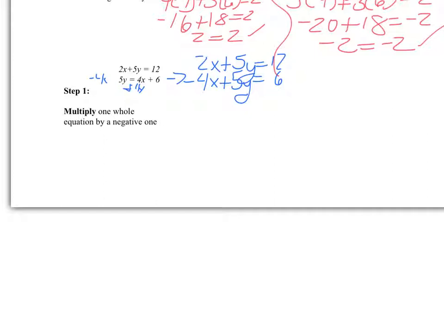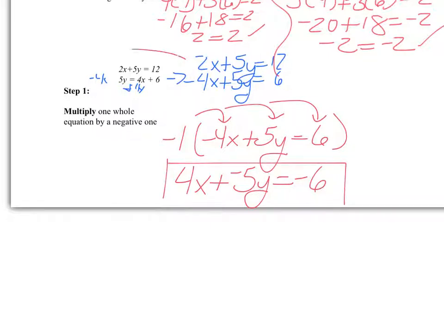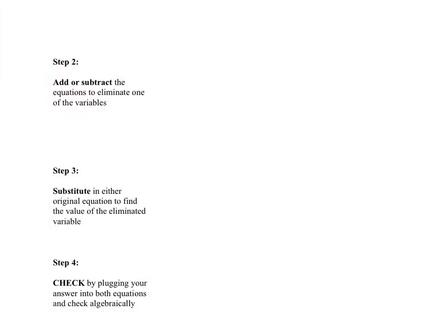So pick one of the equations. Again, I typically choose the bottom one, and I'm going to multiply everything in that equation through by a negative 1. So again, the distributive property. Positive 4x plus negative 5y equals negative 6. I'm now going to use this new equation plus my top equation, and I'm going to line them up on top of one another.